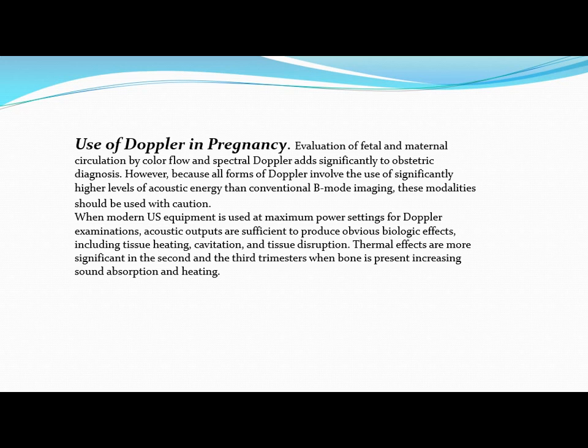Use of Doppler in pregnancy: evaluation of fetal and maternal circulation by color flow and spectral Doppler adds significantly to obstetric diagnosis. However, because all forms of Doppler involve the use of significantly higher levels of acoustic energy than conventional B-mode imaging, these modalities should be used with caution. When modern ultrasound equipment is used at maximum power settings for Doppler examination, acoustic outputs are sufficient to produce obvious biological effects, including tissue heating, cavitation, and tissue disruption. Thermal effects are more significant in the second and third trimester when bone is present, increasing sound absorption and heating.